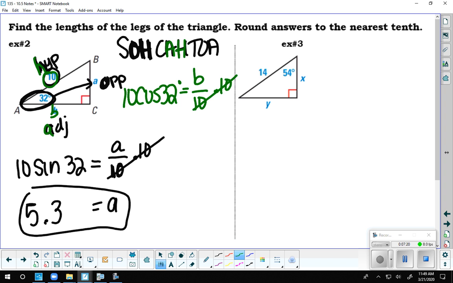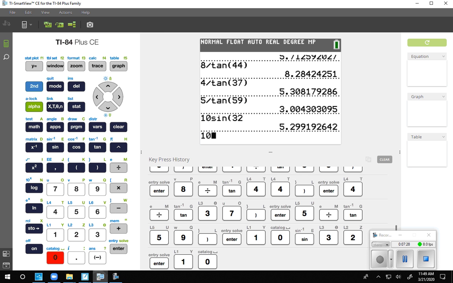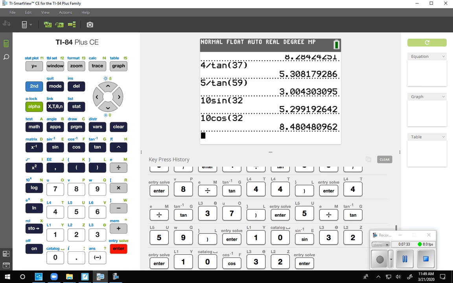And same method for solving for B. We're going to multiply both sides by 10. So I'm going to type 10 times the cosine of 32 into my calculator. And we get 8.48. So rounded to the nearest tenth would be 8.5.